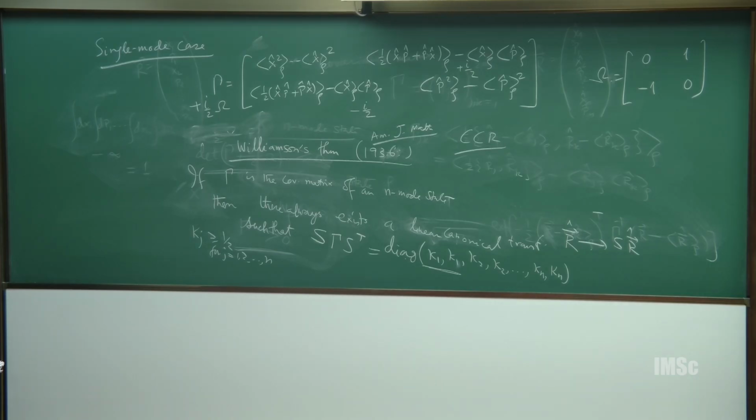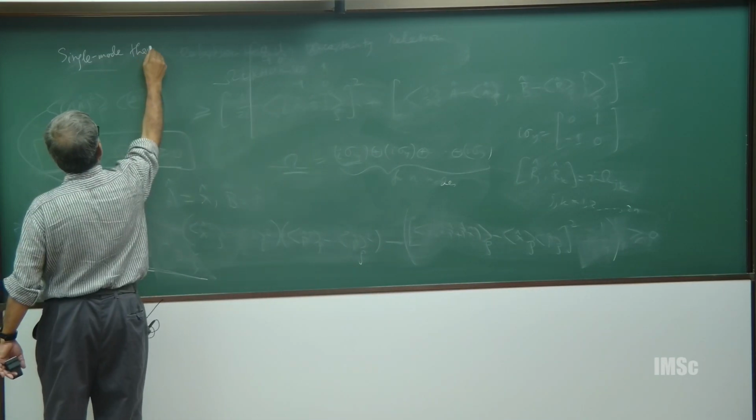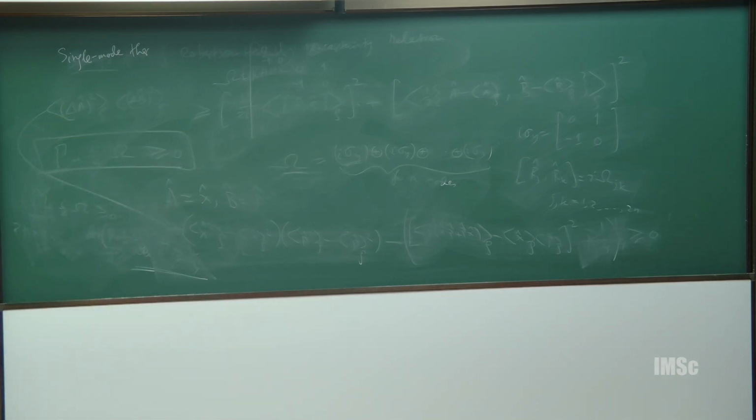So, let us take a single mode thermostat. Can I seek a small clarification? Once we have the covariance matrix, we pretty much know everything about that particular state. With Williamson's theorem, a little addition: you know everything about this state provided it is a Gaussian state.